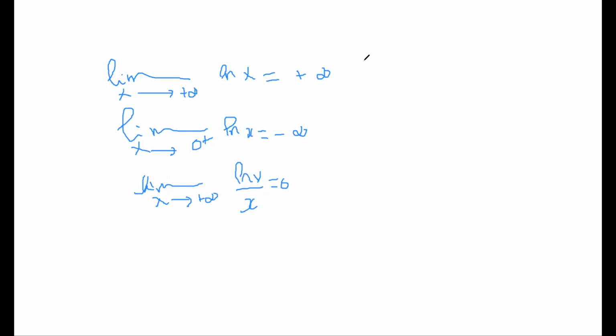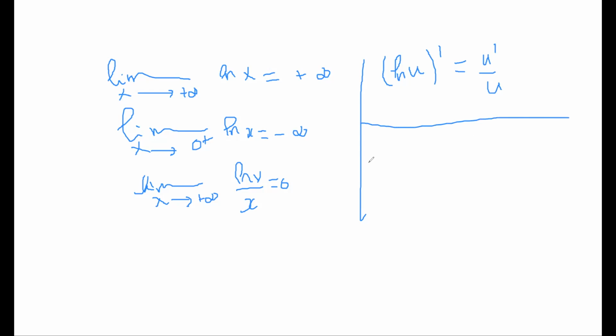Derivative. What is the derivative of ln u? u prime over u. In the case of ln x, what's the derivative of ln x? 1 over x. Right.